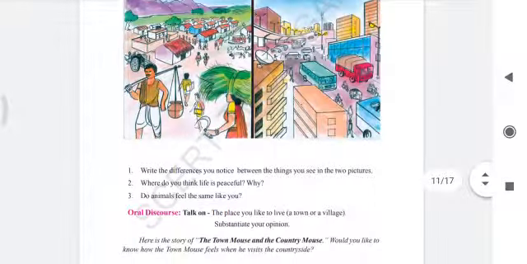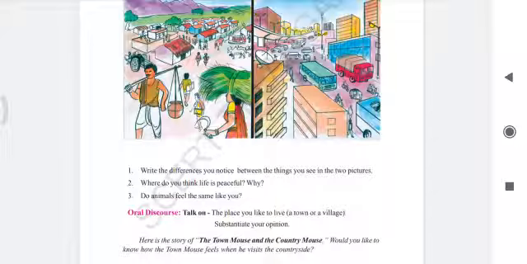Next, second question: where do you think life is peaceful and why? For example, if you think the life is peaceful in the village, you have to answer why you think the life is peaceful in the village. And if you think the life is peaceful in the town, then you also have to answer why you think the life is peaceful in the town.